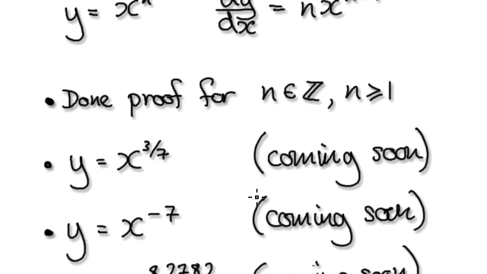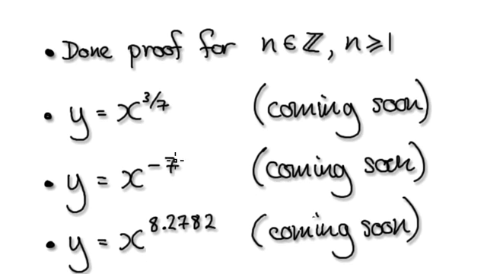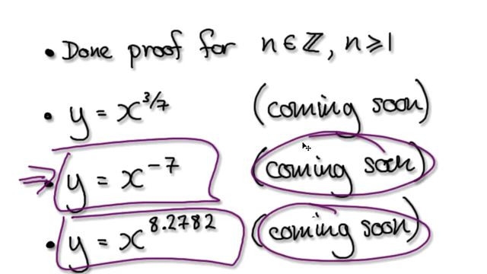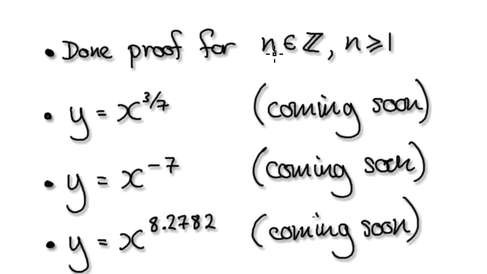Okay, and we haven't done this either. When you differentiate this, it will then become n minus 7x to the power of minus 8. I've always asked you to just accept it for the time being, but I've not done a proof yet. So this here will be coming soon, and something like this here will be coming soon as well. So all that I've proved so far is when n is an integer, where n is greater or equal to 1.